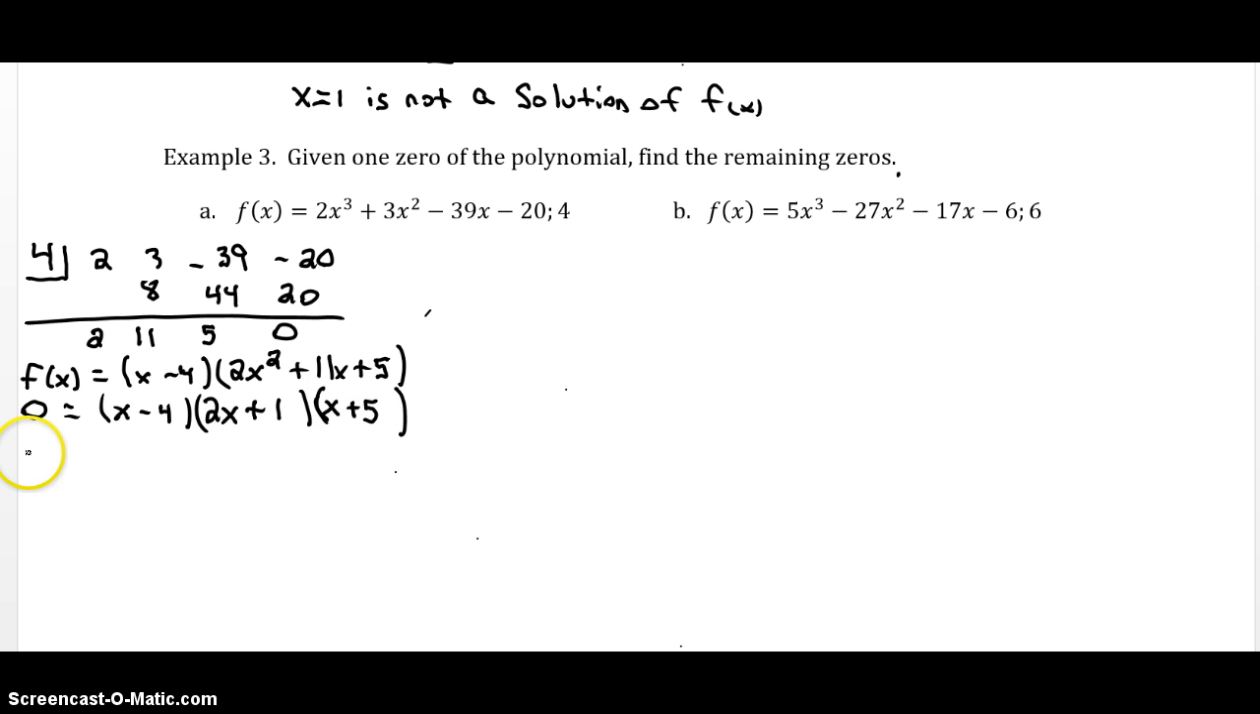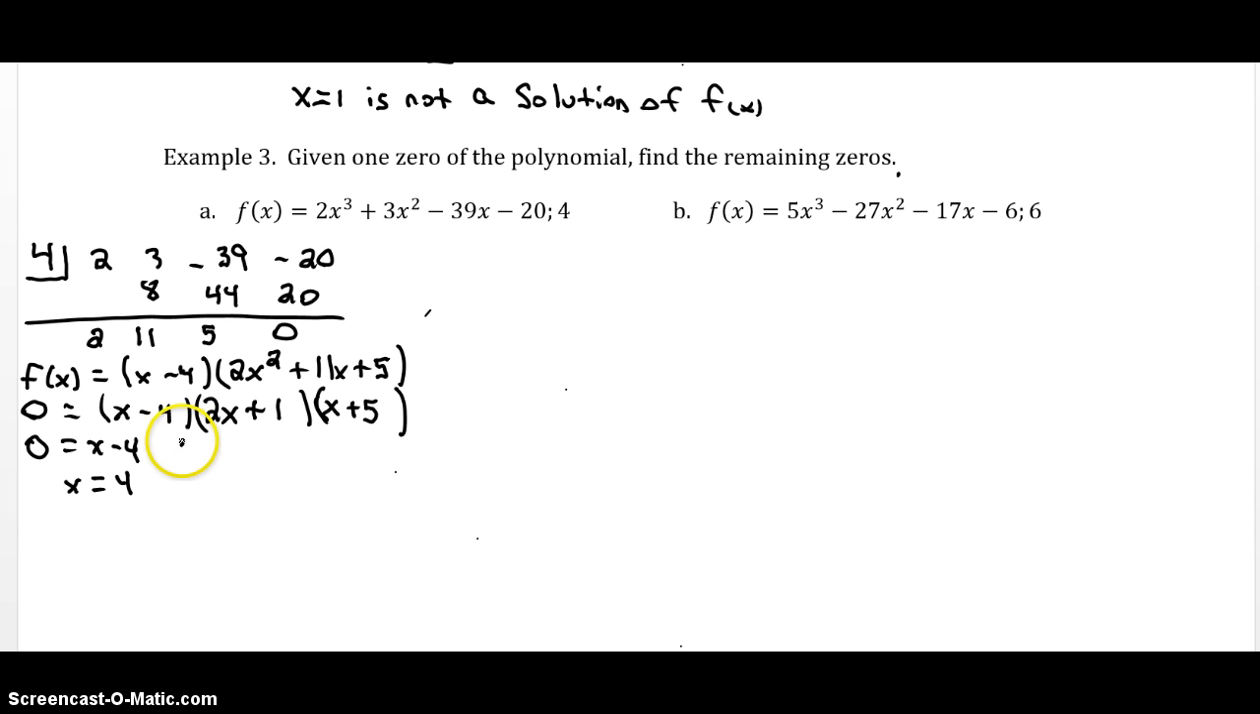Alright, now continue on using the zero product property. It says I want to set each factor equal to 0. So 0 equals x minus 4. I'll add 4 to both sides, and so x is 4.